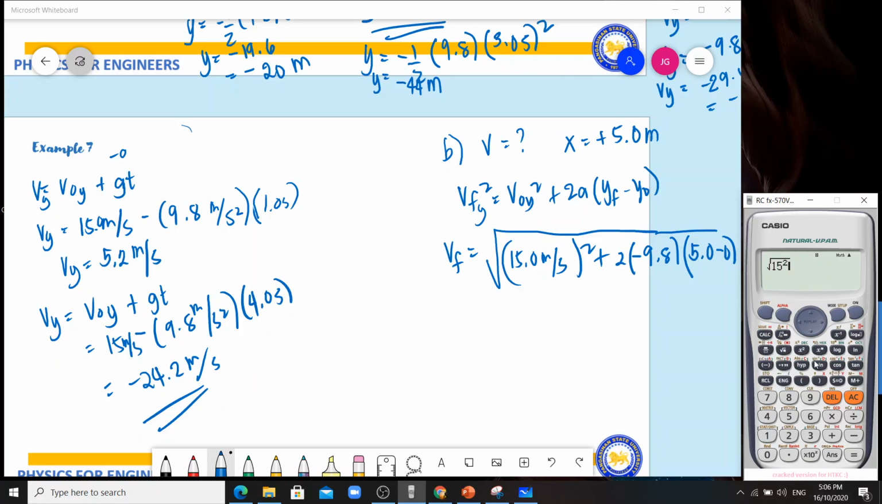Okay? So, 15 squared plus 2 times negative 9.8 times 5.0. Ayan. Equals 11.27. Okay. Now, i-verify natin kung sa significant figure, ito is dapat 2 decimal ay 2 significant figure, 1 decimal point, 1 decimal point. So, 1 decimal point lang to. So, 11.3.